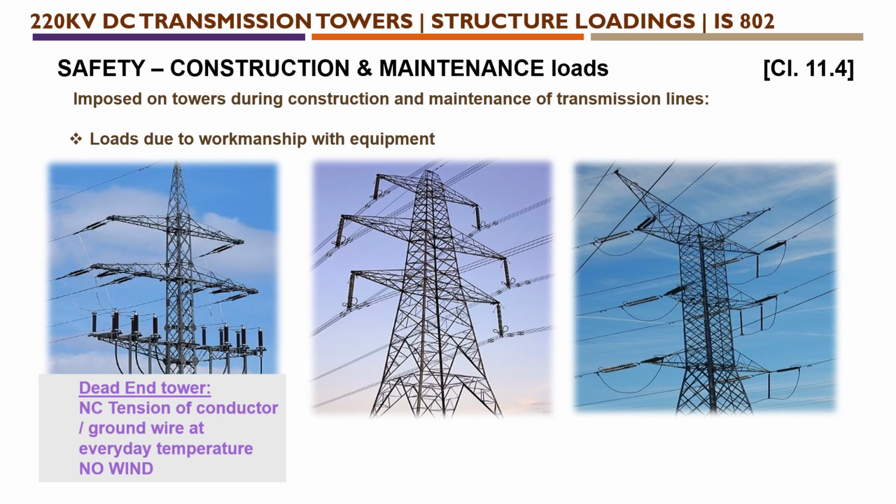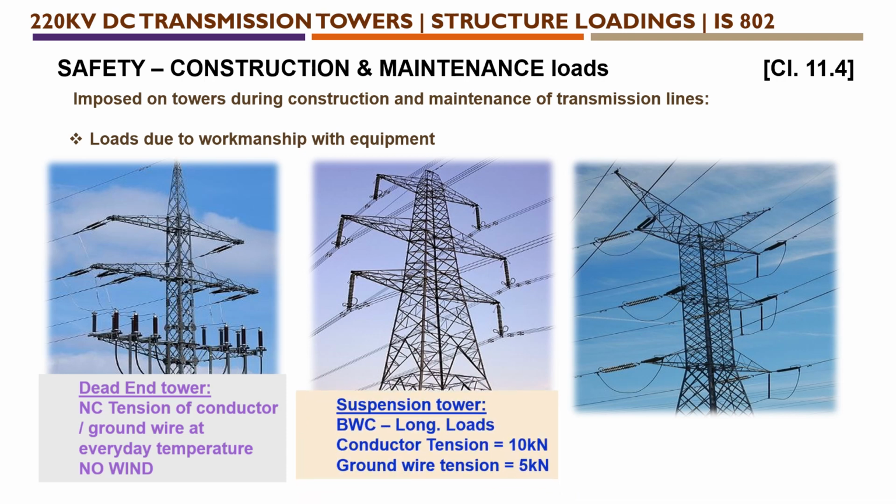In the next one, for suspension tower, only the direct value is given under broken wire condition. That is, longitudinal loads we need to apply as conductor tension equal to 10 kilonewton, ground wire tension equal to 5 kilonewton. How many circuits or how many phases, it is not relevant. We need to apply for every conductor fixing point 10 kilonewton, and every ground wire fixing point 5 kilonewton.